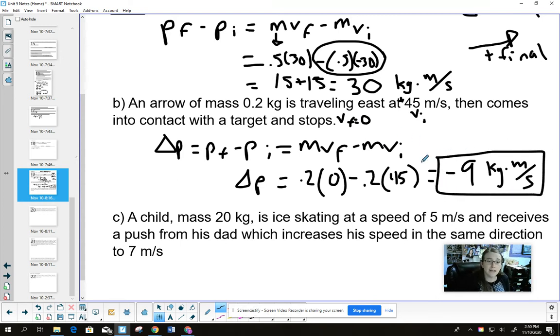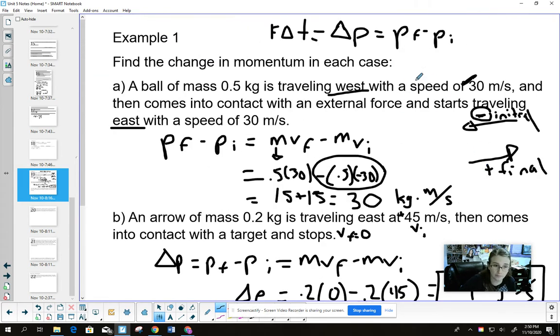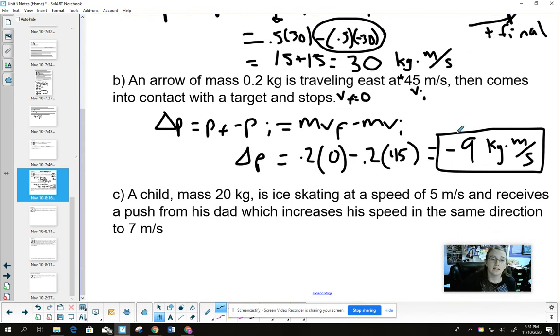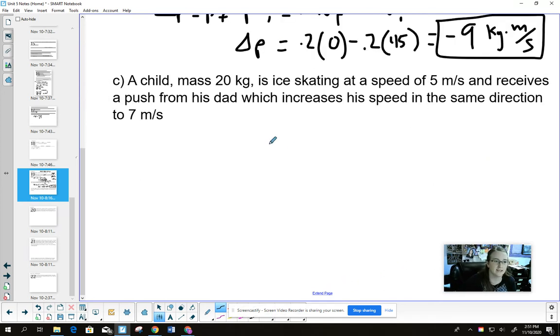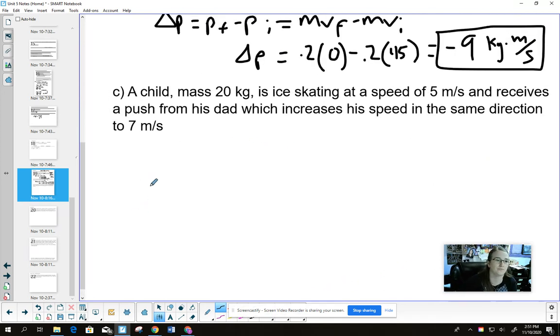Now, that should again make sense. It lost all of its momentum, so its change was negative, right? Here, it still had speed. Yes, it came in with 15, it came away with 15, it still has speed, so it actually kind of gained some momentum. It just happened to gain its momentum in the opposite direction. Here, though, it lost all of its momentum because it came to a stop. So that should make sense. Go ahead and try this last one now.